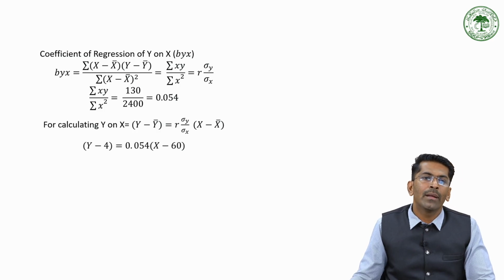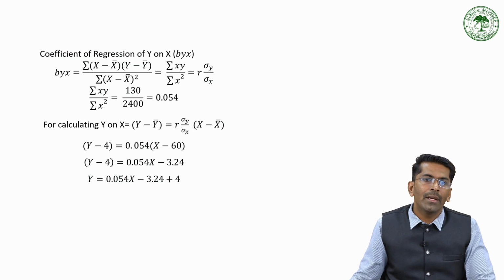What is y bar? It is equal to 4. So instead of y bar I have written here y minus 4, equal to the regression coefficient, which we have already calculated, 0.054, then into x minus x bar, which we have already calculated as 60, so x minus 60. If you simplify it, open the bracket, so y minus 4 is equal to 0.054 into x minus, if you multiply these two terms, 3.24.